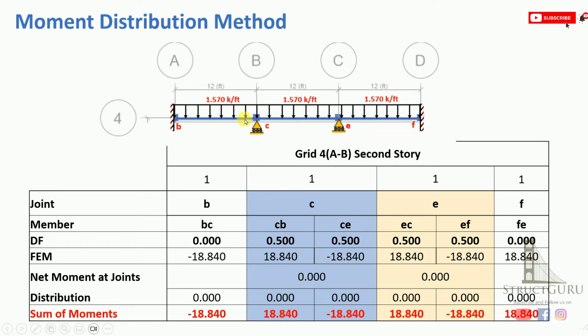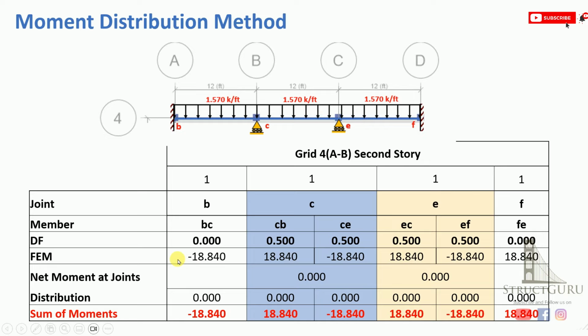At joint C, 2 members are connected, CB and CE. So just write those 2 members. At joint E, 2 members are connected, EC and EF. At joint F, we have one member, which is FE. So the distribution factor for joint B is 0. We calculated this in the previous slide. The distribution factor for CB is 0.5, CE is 0.5, EC is 0.5, EF is 0.5, and finally the distribution factor for FE is again 0 because of the fixed support.